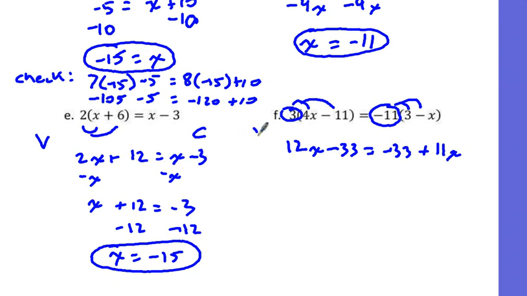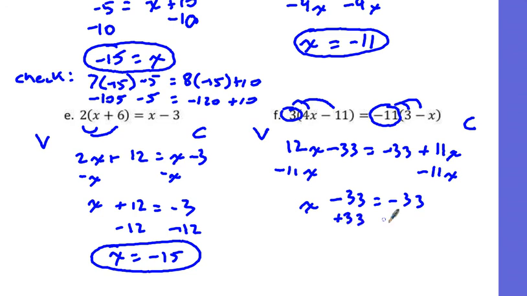We need to get our variables on one side of the equal sign and our constants on the other. So I will subtract 11x from both sides, bringing the variable over here. 12 minus 11 is x. Minus 33 equals negative 33. We're going to add 33 to both sides, so that way we bring this constant to the right, leaving the variable by itself here. And we have to add 33 to the right side as well, keeping this equation balanced. And negative 33 plus 33 is 0. X equals 0.